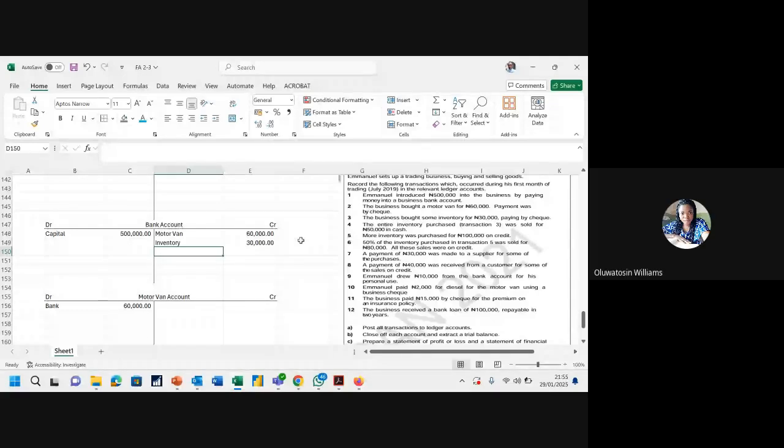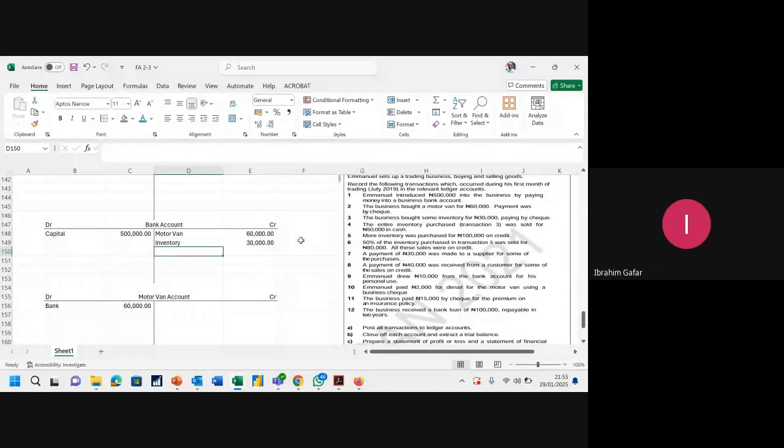Inventory will be debited. Cash will be credited. Sales will be credited, right? Yes, sir.